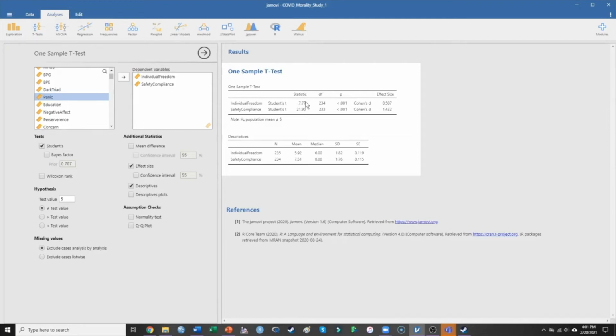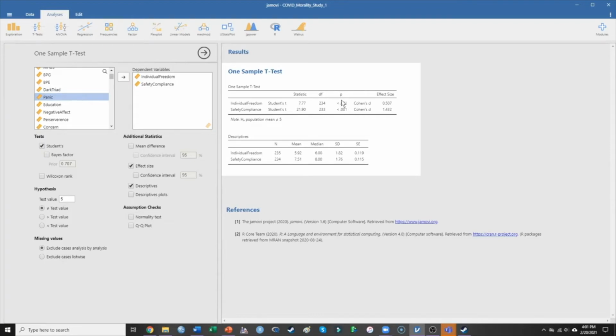We see that the t-value for individual freedom is 7.77, and our p-value is less than 0.001. What this indicates is, because that p-value is less than 0.05, that yes, this is significant.